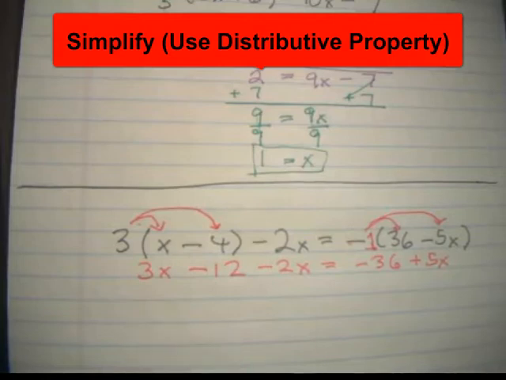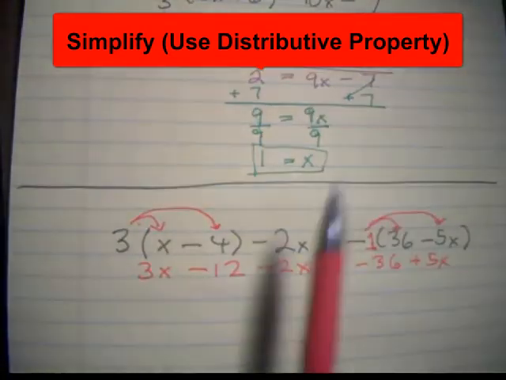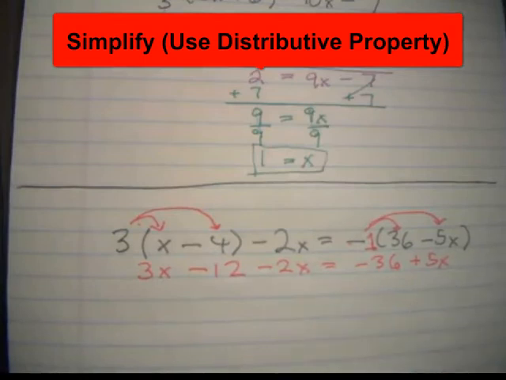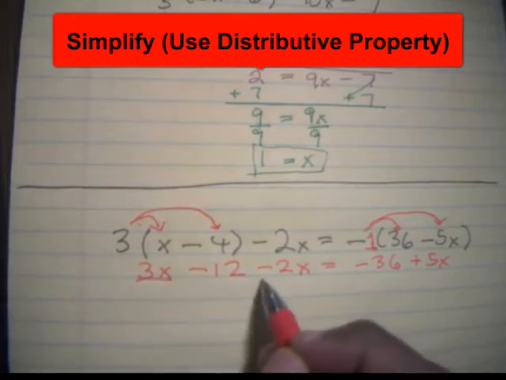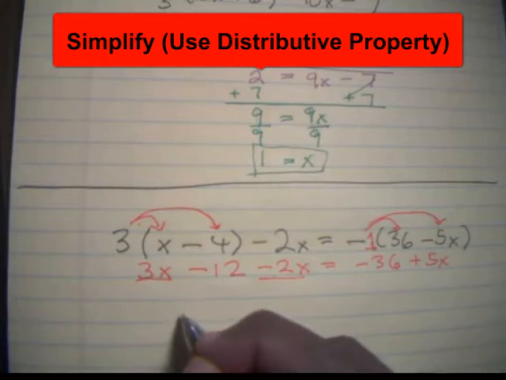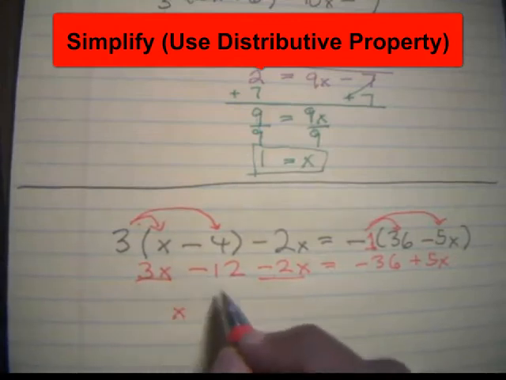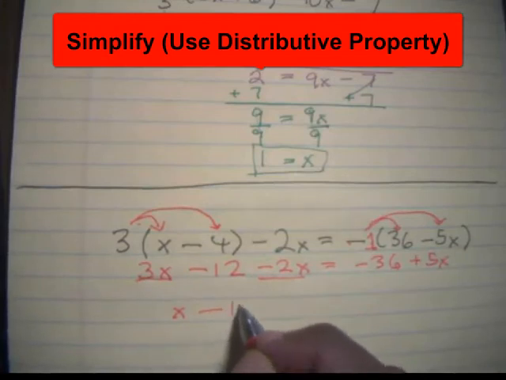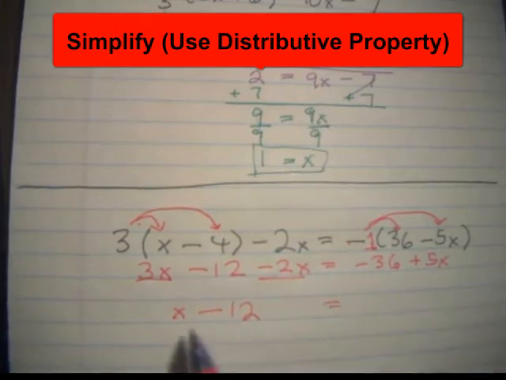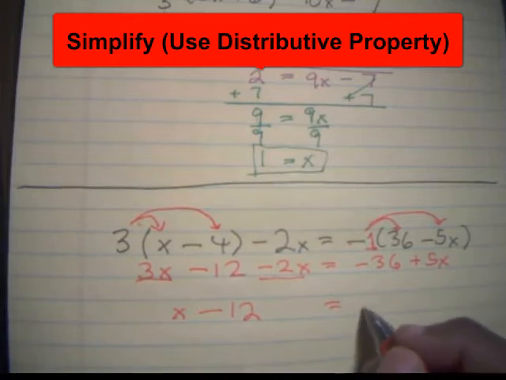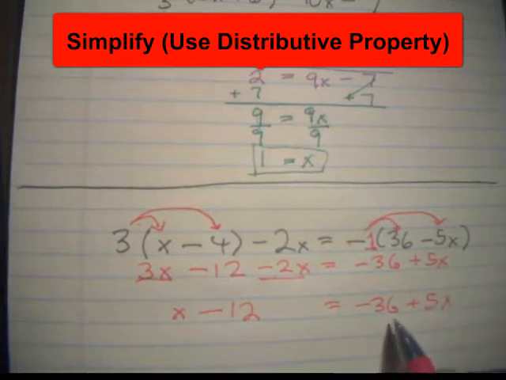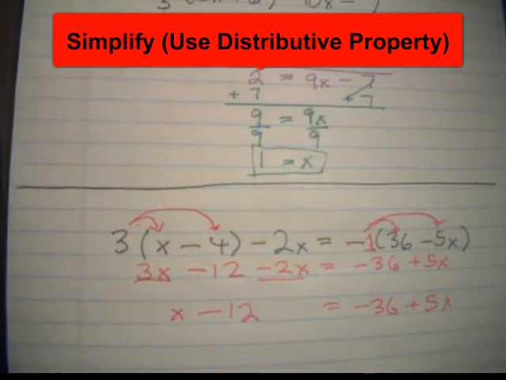One more thing: we have to simplify the left and the right. I can simplify here because I've got 3x minus 2x, which is x. Then I'll just bring down the 12. I can't simplify that anymore. Same thing on the right: negative 36 plus 5x, I can't simplify that anymore. So I am done with my simplification step.